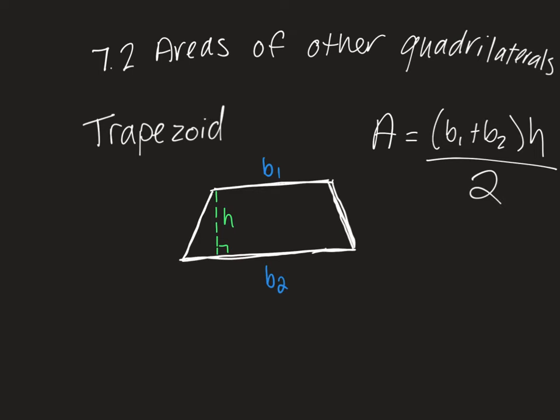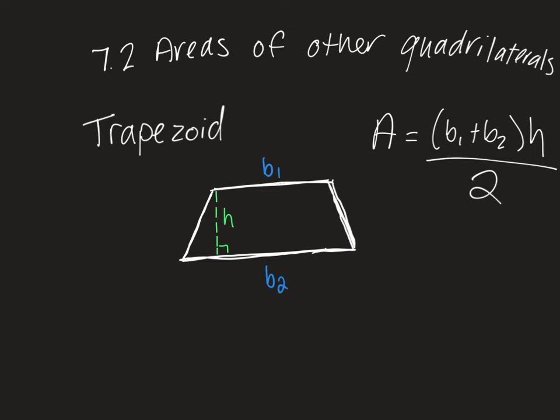All right, so in 7.2, we're going to learn how to find the area of some other quadrilaterals. The first one we're going to talk about is a trapezoid. A trapezoid is going to have two bases, base 1 and base 2. That's our two parallel sides, so it doesn't matter which one is which.